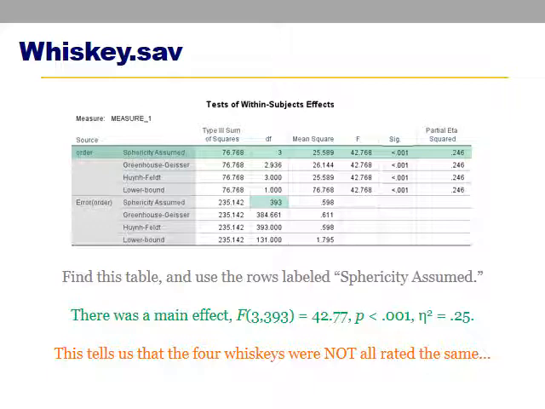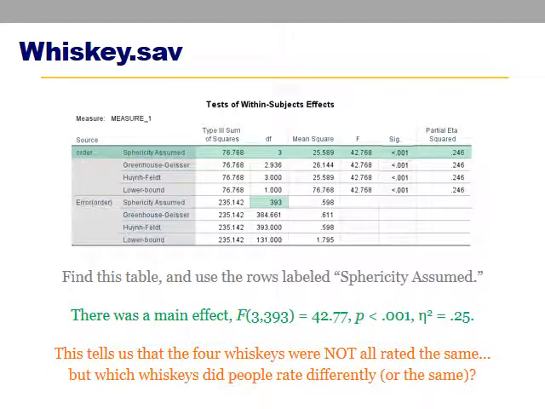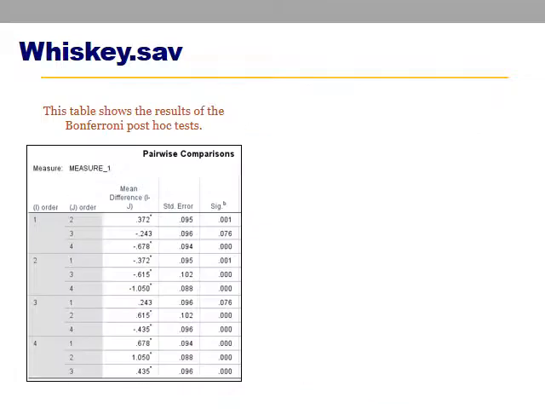So now that we know that people did not in fact rate all 4 whiskeys the same, we will need to look at the results of the post hoc tests to determine which whiskeys they liked better than others. The table called Pairwise Comparisons shows us the results of our Bonferroni post hoc tests. And you'll notice it's structured very similarly to the multiple comparisons table that we used last week to interpret the results of the Tukey post hoc tests.